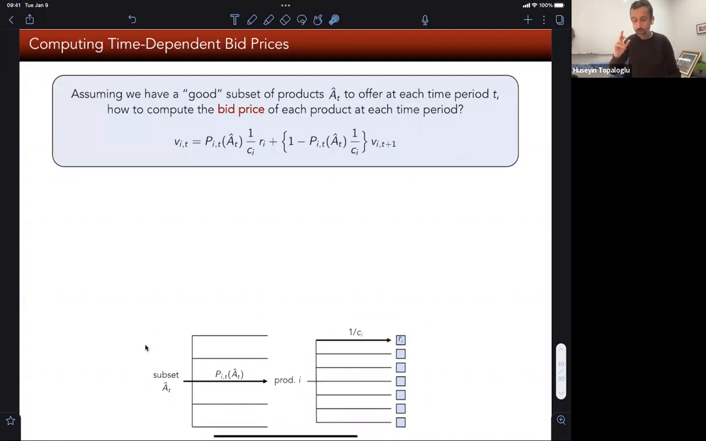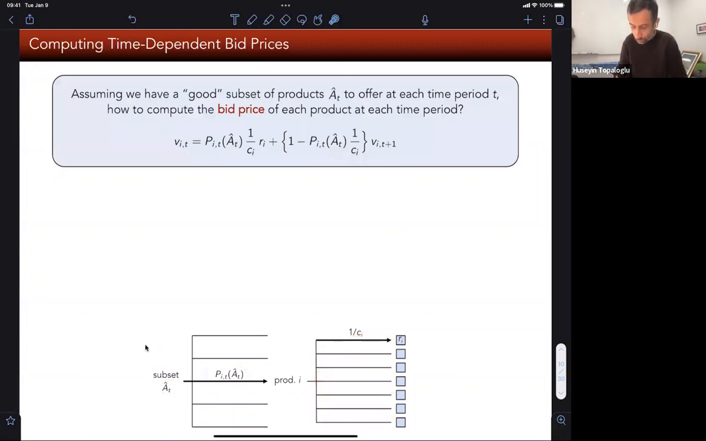And I'm trying to compute the value from one unit of product I. So here is the elementary school computation. Here's the cartoon computation that I'm going to do. At time period T, I'm going to offer my good assortment, my ideal assortment, A hat T. If I offer my ideal assortment A hat T, this is the probability that a customer is going to purchase product I. If the customer purchases product I, I'm going to route that customer with equal probability to each one of the CI units that I have for product I.